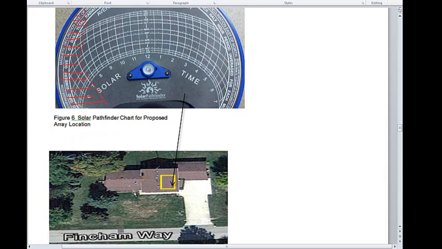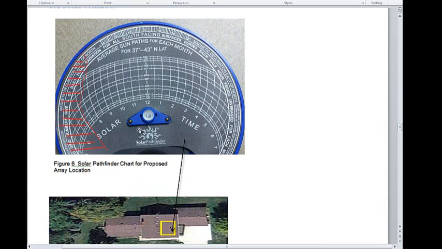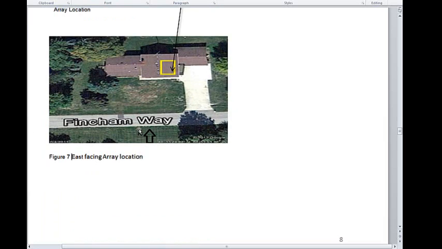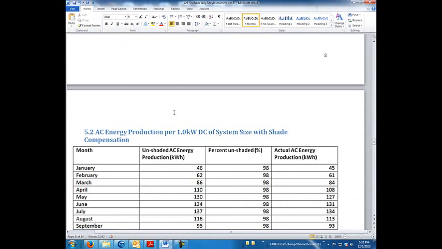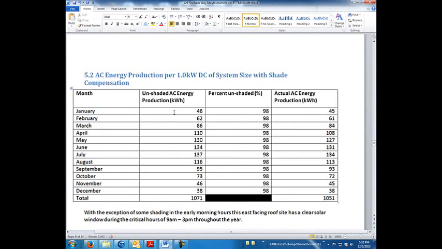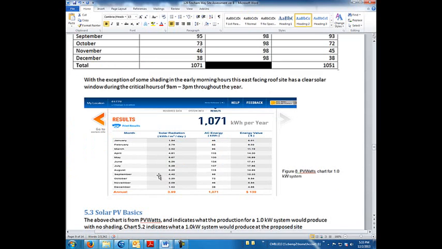On the site assessment, you're going to want to have a solar pathfinder image, then a location of where this was taken, and then you're going to want to show where this particular information came from. So in section 5.2, this is where you're going to use the Energy Periscope to come up with a 1 kilowatt system, 1 kilowatt DC. We're going to go to Energy Periscope and enter all the parameters of a 1 kilowatt system, and I'm going to put that data right into here. I took an image for a 1 kilowatt system.